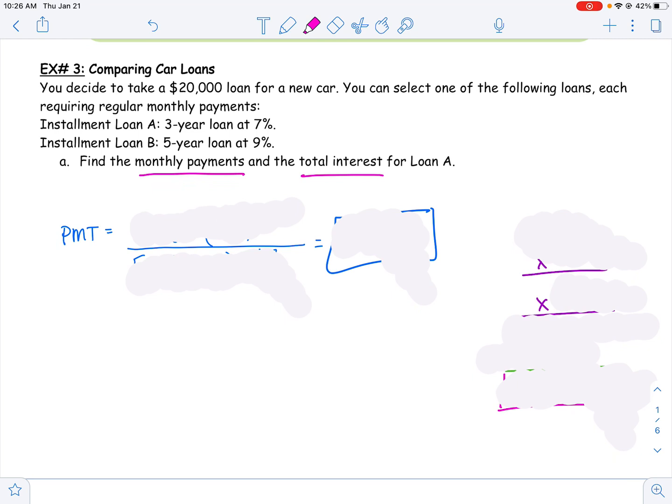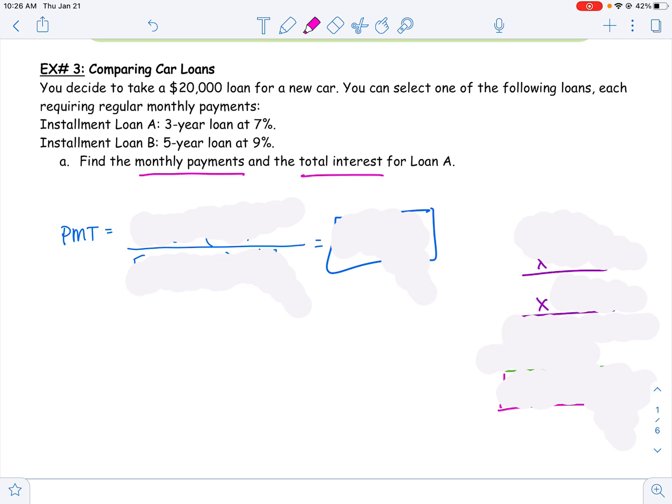All right, let's start off with this example. We have example number 3 here. We're comparing two different car loans. It says you decide to take a $20,000 loan for a new car. You can select one of the following loans, each requiring regular monthly payments. You can have loan A or you can choose loan B. Loan A is a 3-year loan at 7%. So the interest rate is lower than loan B, but you have to pay it off in a faster period of time. Loan B gives you 5 years to pay it off, but the interest rate is 9%.